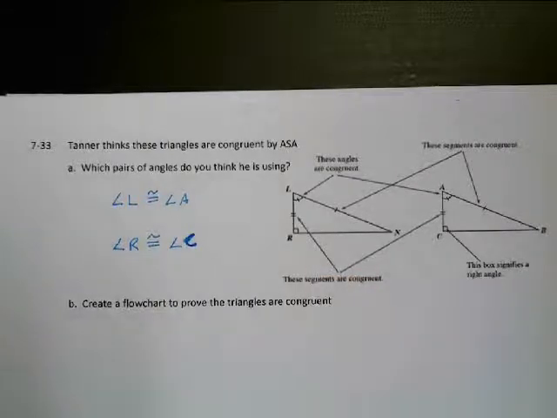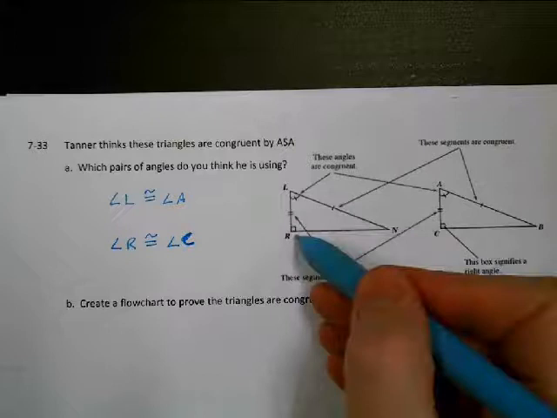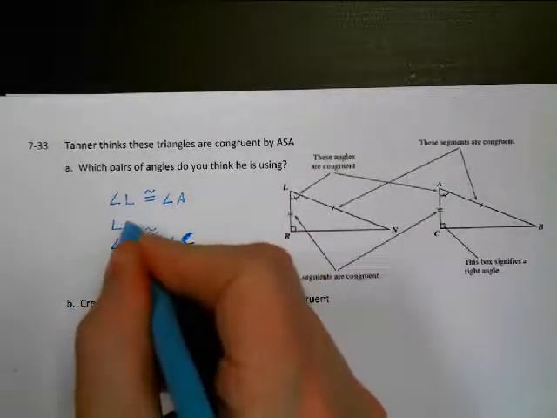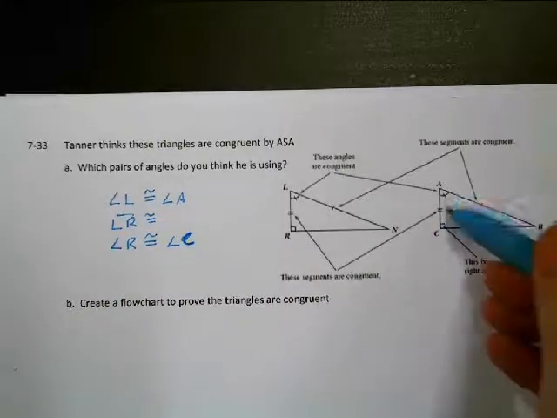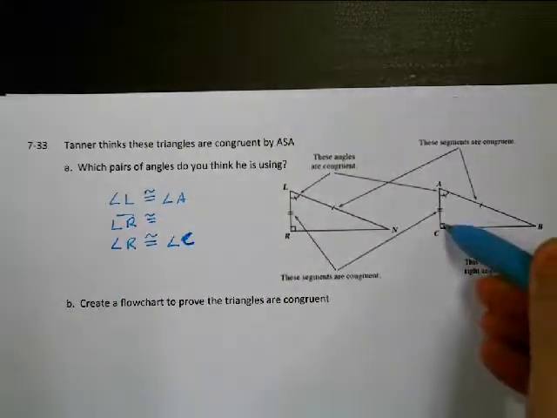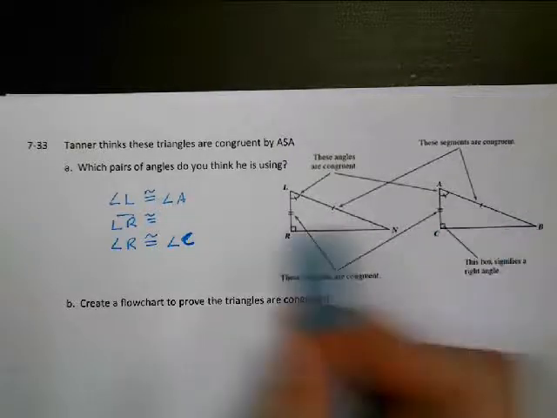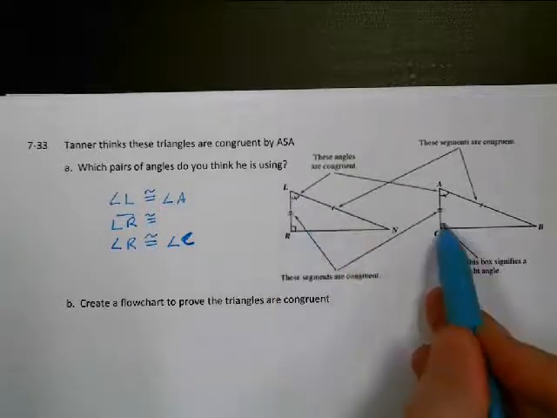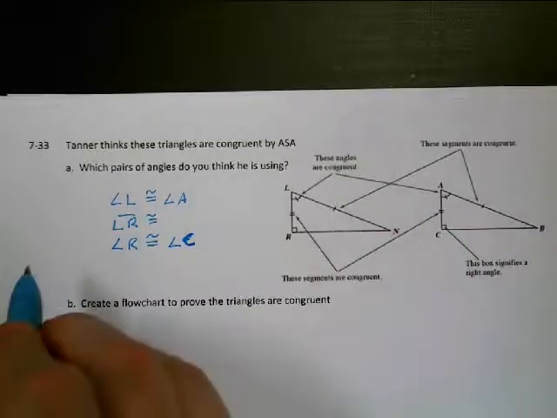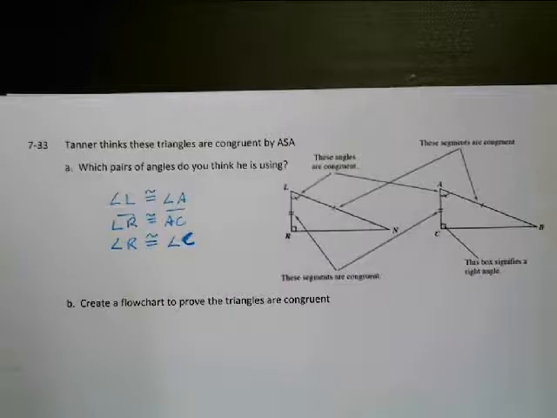Okay, and then on top of that, we can probably assume that he's using this segment right in between L and R. So he's also going to probably prove that LR is congruent to AC because that's the segment right in between A and this 90-degree angle C over here. So he's probably not using these two segments. He's just using this segment in between and the two angles on either side of it. AC. All right, so that's probably what he's using. All right, so let's go ahead and do a flow chart.